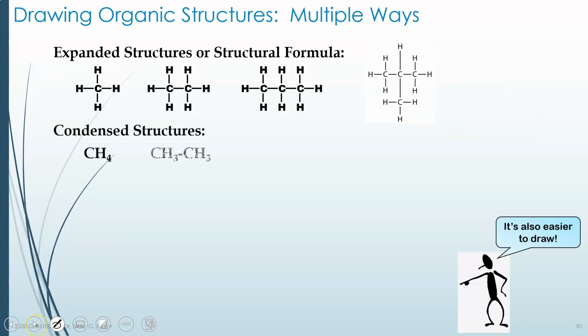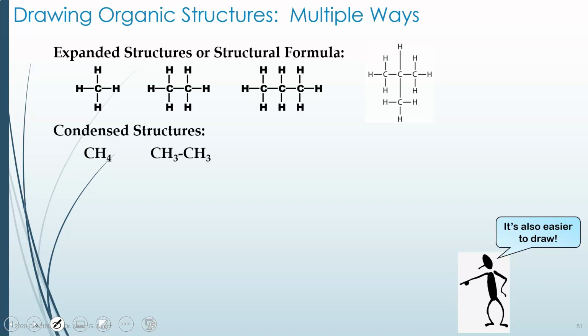So if we continue on, let's look at some of the other ways to draw these. There's what's called the condensed structure, and there are actually multiple ways to do condensed structure. The first way I'm going to show you, you group each carbon with whatever is attached to that carbon, and then you show the linkages between the carbons with bonds. So methane only has 1 carbon, so you just write CH4. All 4 hydrogens are attached to that carbon. Ethane, however, has 2 carbons, and each of the 2 have 3 hydrogens on them, so you'd write it as CH3 linked to another CH3.